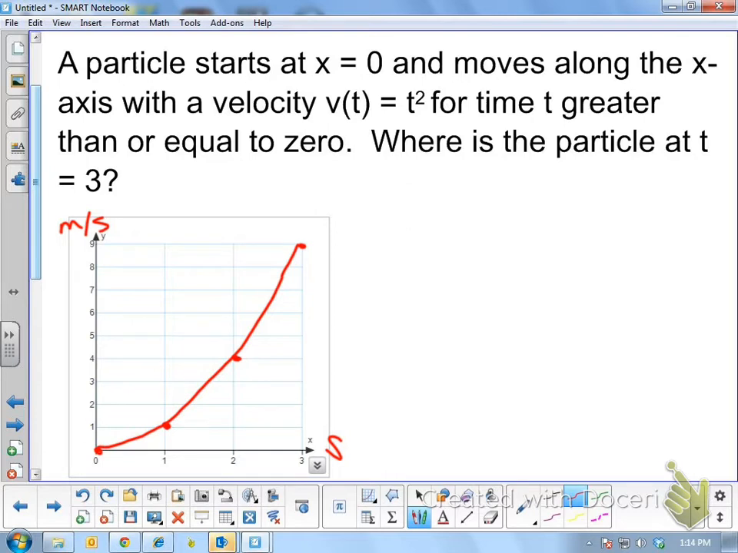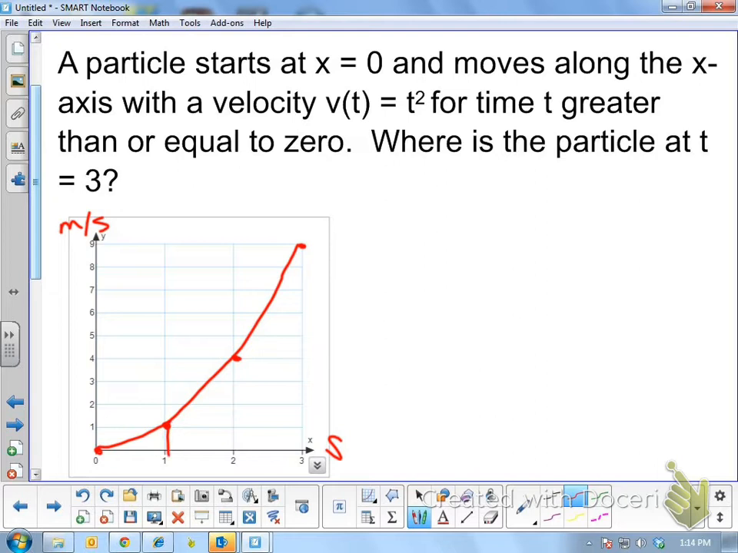We didn't say it would give us position. We said it would give us the distance the object traveled. The area under the curve. So let's pick some rectangles. Okay, let's try 3 rectangles.